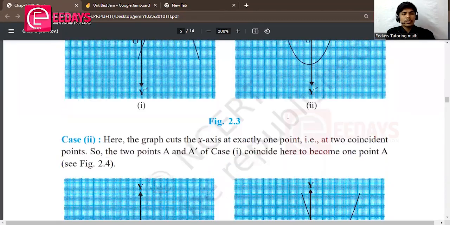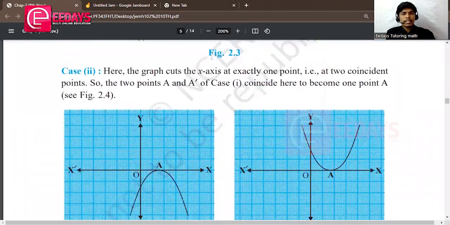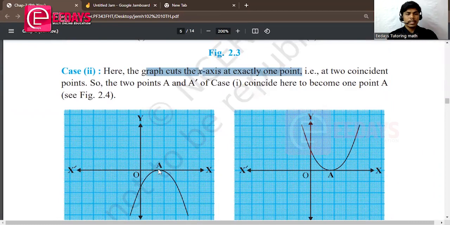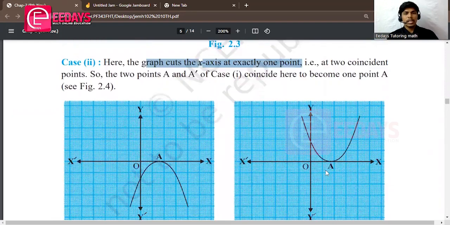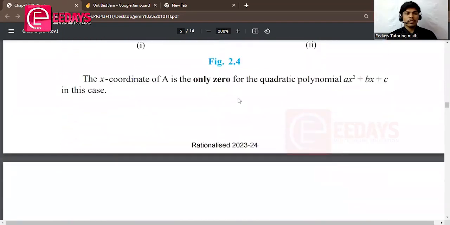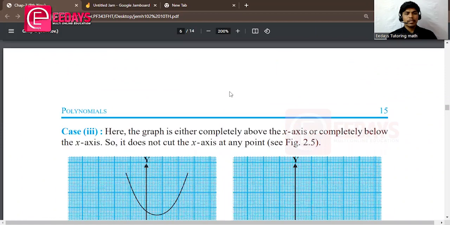Let's move on to case two. In the case two graph, the graph cuts the x-axis at exactly 1 point. Observe the 1 point here. Here is the point A, and here is point A, in the upward direction and the downward direction. So the number of zeros would be 1, only 1 zero for that particular graph.